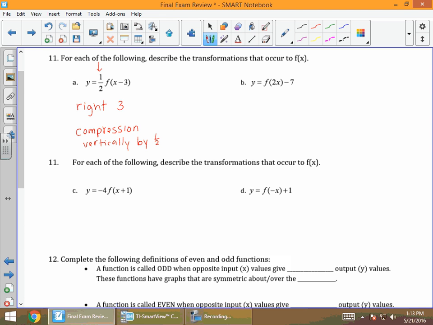In part B, let's take a look inside the parentheses. I see that 2 times. Again, it's in parentheses, so I'm thinking opposite. So instead of thinking, oh, it's twice as big, it got stretched out, remember, we have to think opposite, so we're going to think compression. And side to side, we'll call that horizontally, by a factor of 2.